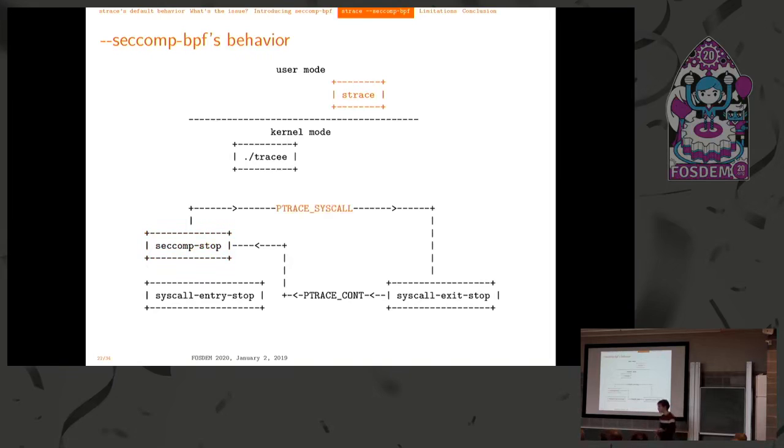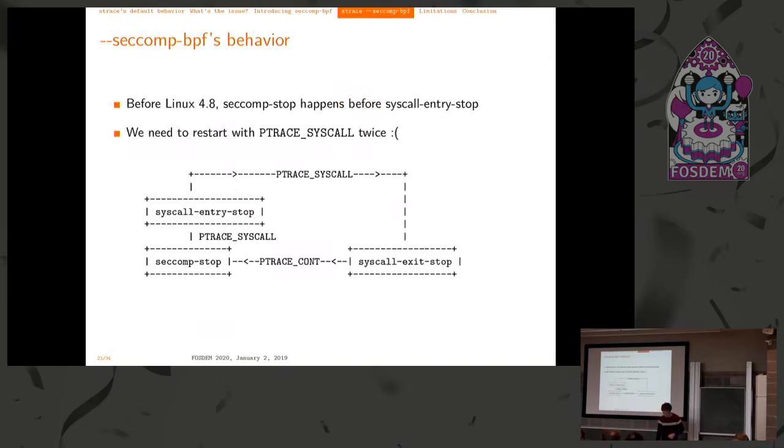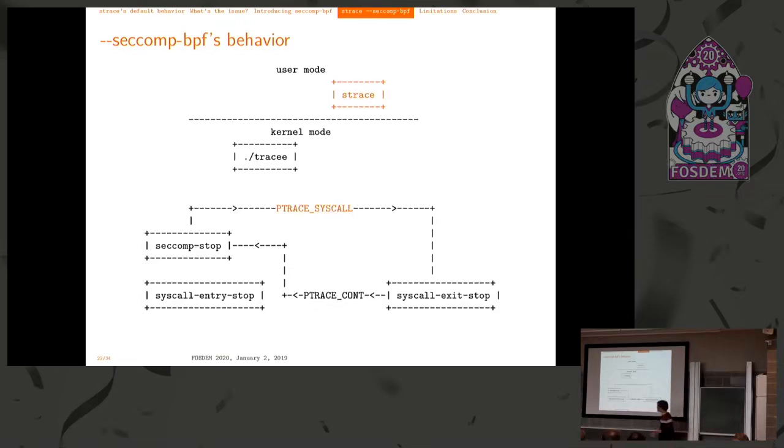Once strace is done doing the processing for this syscall entry, it's going to restart the process with ptrace syscall. And the reason we can't use ptrace continue for this, to go to the exit of the syscall, is simply because seccomp bpf does not run on syscall exits. So seccomp bpf is meant for sandboxing, so you usually want to limit which syscall entries you can do and not which syscall exits you can do. Okay, so it's going to keep doing this.